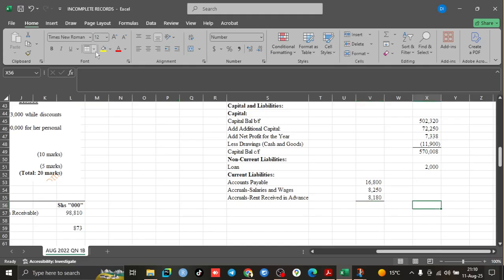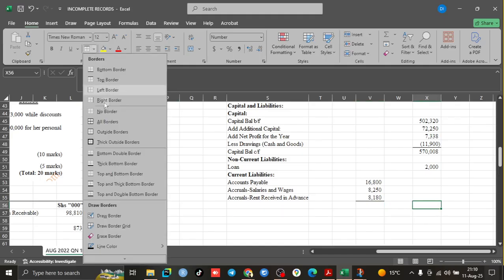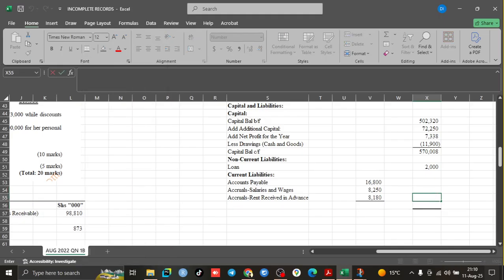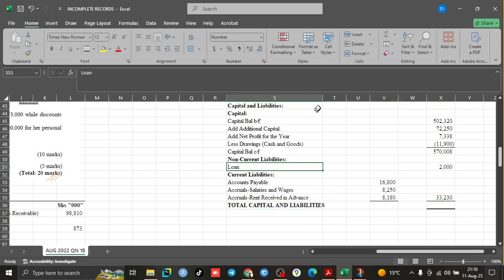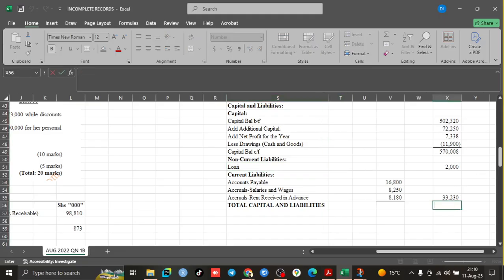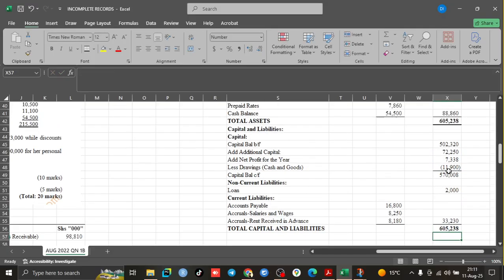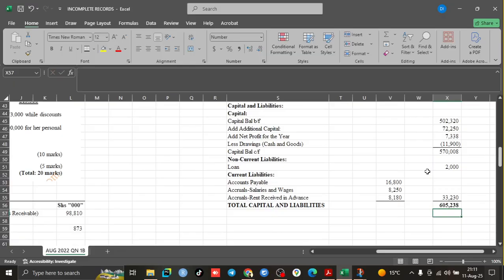I can now get total capital and liabilities. Total capital and liabilities is the sum of those three: this plus this plus this. 605,238, matching the total assets. So that's how you do an incomplete record question.